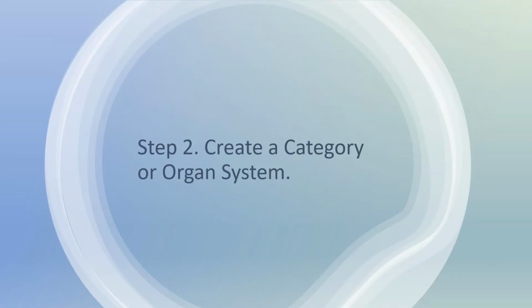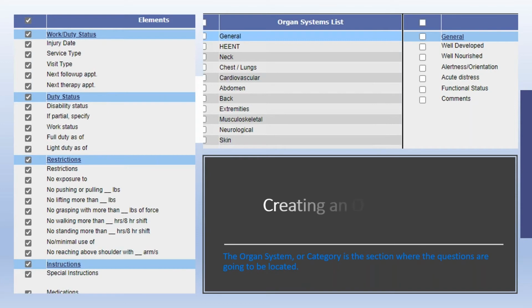Now the second item is to choose the category or organ system that you want to put your questions under. And what I mean by that is elements are going to be the category, which would be the blue lines that you're putting the questions under here. Over here where it says organ systems, these are your organ systems, or it could be something like neurological, or something like that, where the area in which you want to put your questions under.